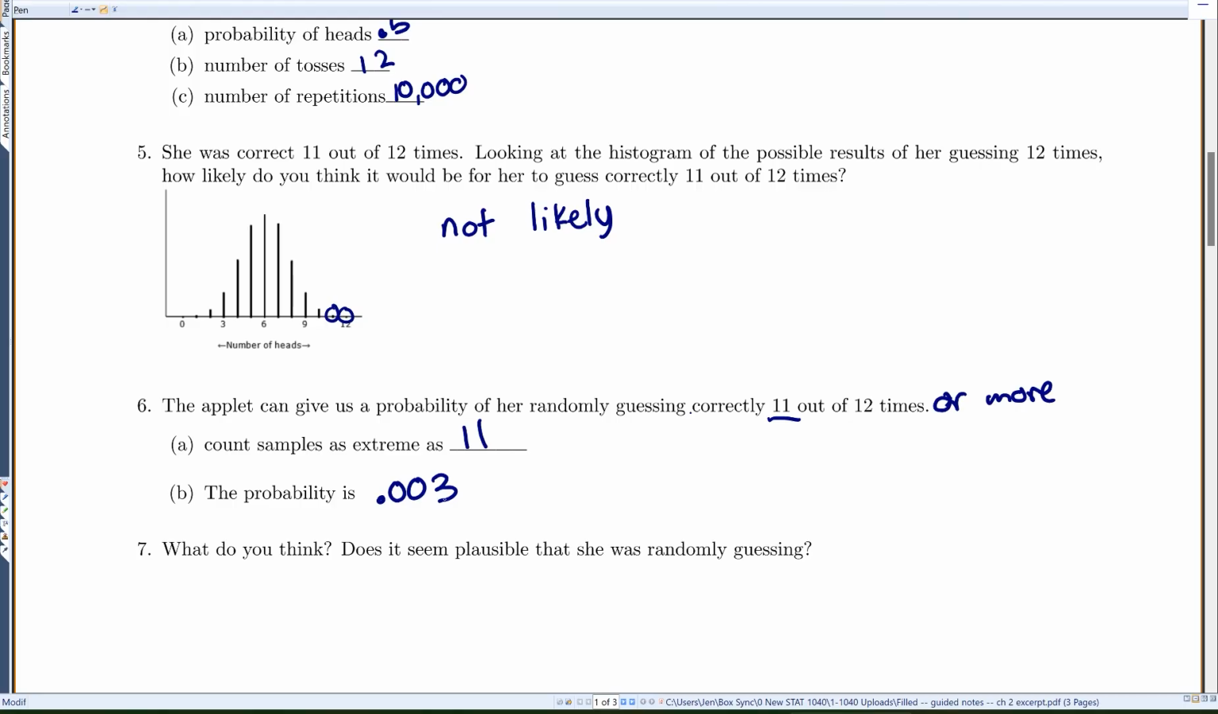So what do you think? Does it seem plausible that she was just randomly guessing? Okay, so let's think about that. If she was just randomly guessing, then there's only a 0.003 chance that she could guess correctly on 11 or more shirts.